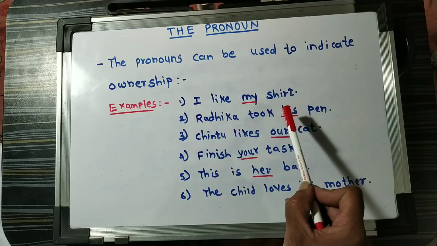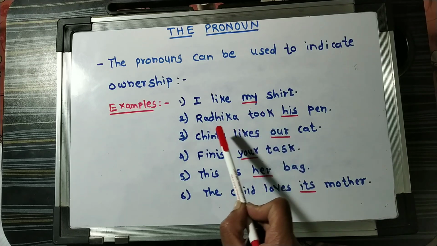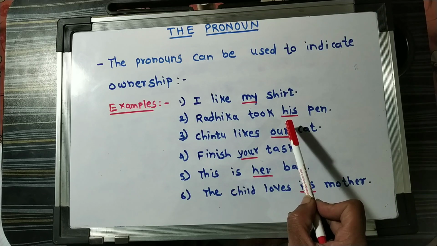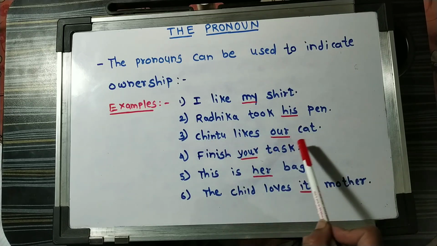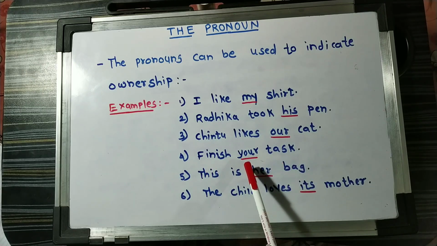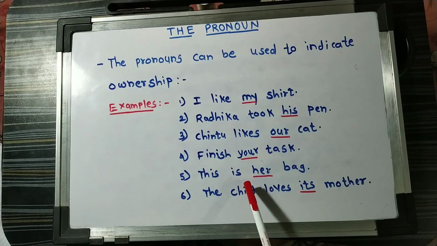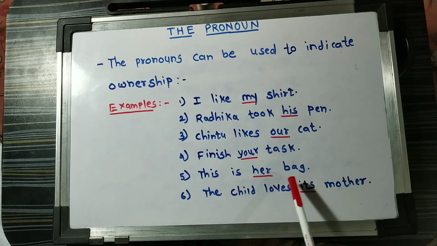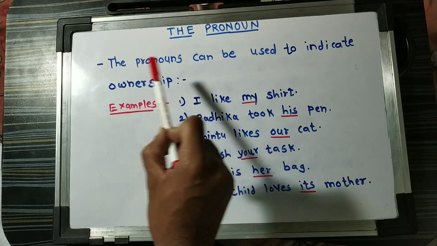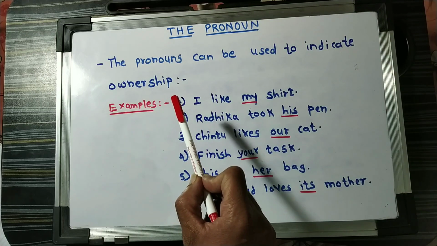I like my shirt. My is indicating ownership. Radhika took his pen. His is indicating ownership. Chintu likes our cat. Our is indicating ownership. Finish your task. Your is indicating ownership. In the next sentence, this is her bag. Her is indicating ownership. And finally, the child loves its mother. Its is indicating ownership. So in this sense, we can say that pronouns can be used to indicate ownership.